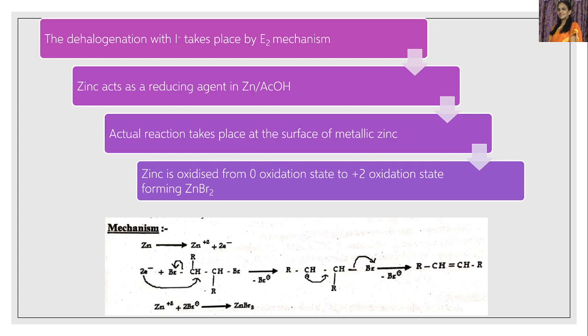Then this negative charge goes in between these 2 carbon atoms. Then this bromine goes along with the bond pair of electrons to form an alkene and Br minus. So Br minus is lost and RCH double bond CHR, an alkene, is produced. And this bromide, this bromide and Zn2+ combine to form ZnBr2. So this is about the reaction of dehalogenation with zinc in acetic acid or zinc in alcohol.